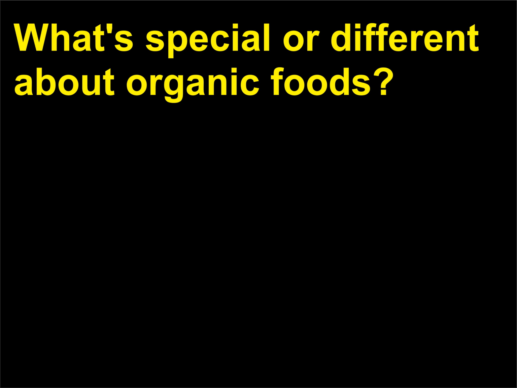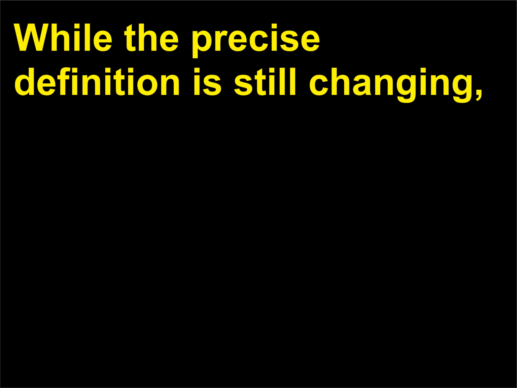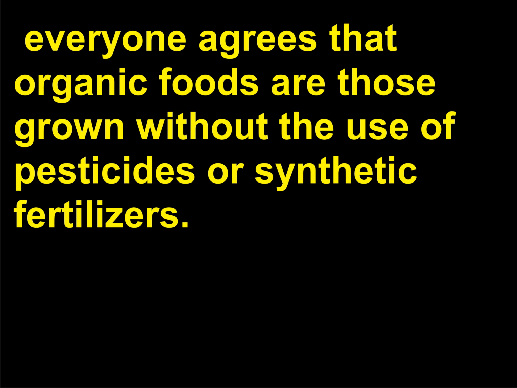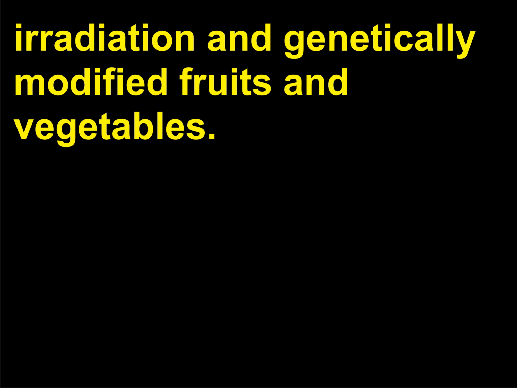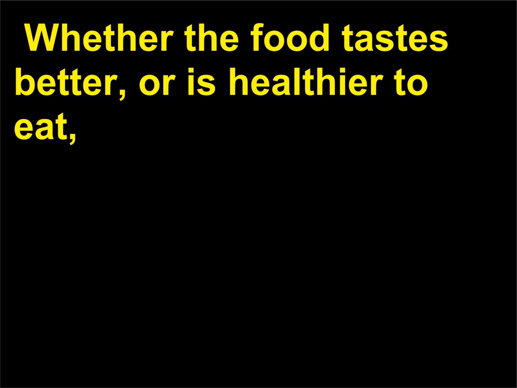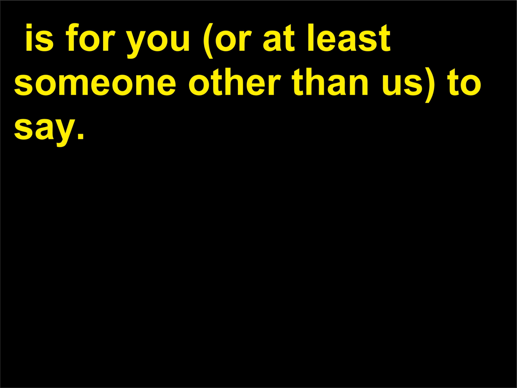What's special or different about organic foods? While the precise definition is still changing, everyone agrees that organic foods are those grown without the use of pesticides or synthetic fertilizers. The organic label also frequently excludes the use of irradiation and genetically modified fruits and vegetables. Whether the food tastes better, or is healthier to eat, is for you, or at least someone other than us, to say.